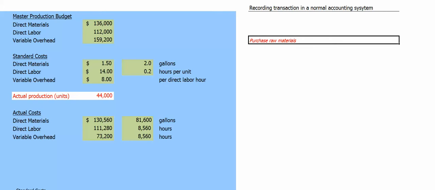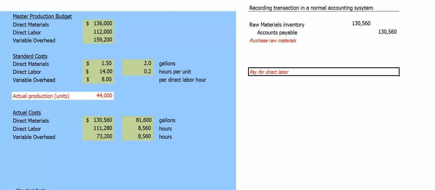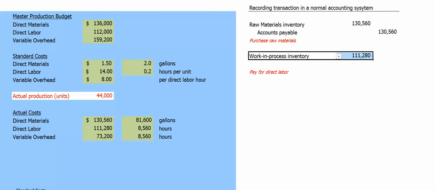Let's go ahead and take a look at recording the purchase of raw materials. In this case, we've purchased $130,560 of raw materials, and we debit raw materials inventory, and we'll credit accounts payable for the same amount. Now let's go ahead and record the payment of direct labor costs. When we pay direct labor costs, we debit work in process for the direct labor, $111,280, and we'll credit salaries payable or cash, some sort of account along those lines.